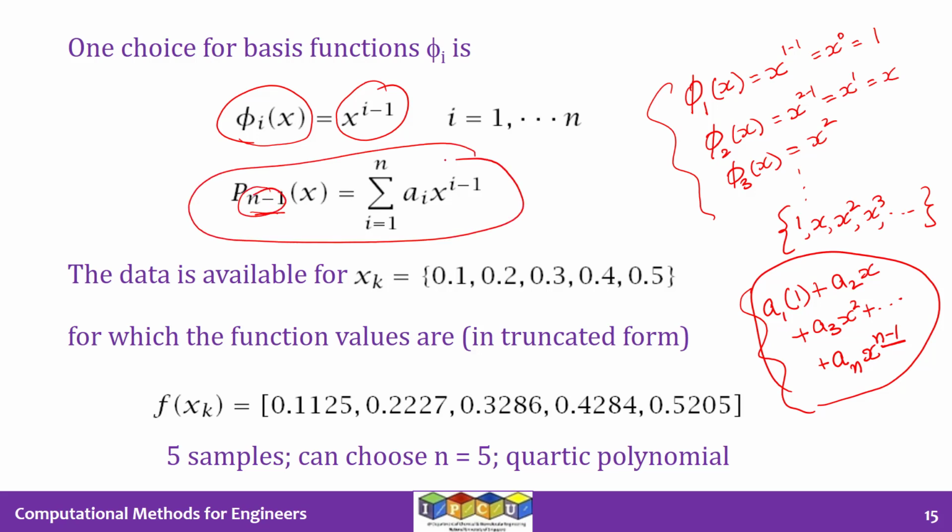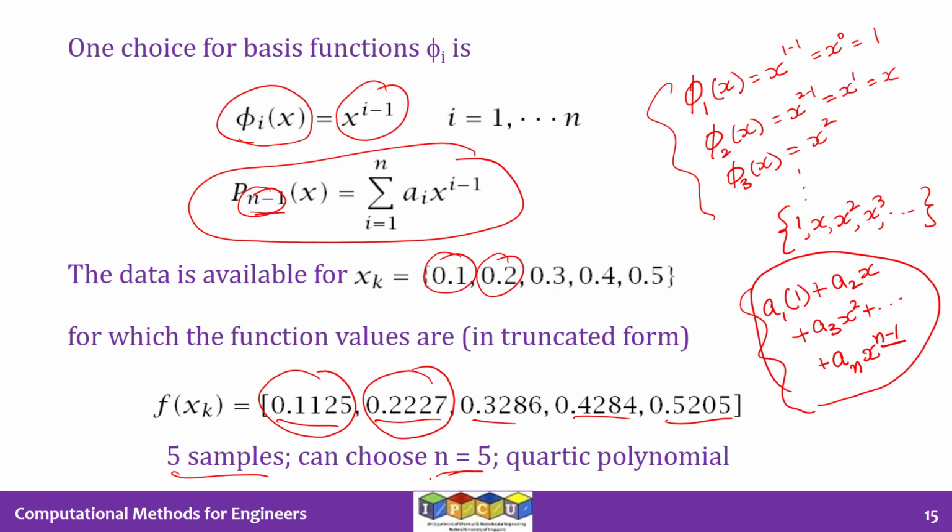Let's say for a particular system, data is available for these values of x. x is equal to 0.1, x is equal to 0.2, all the way till x is equal to 0.5. So there are 5 experimental values of x at which the y values are given to be this respectively. So when x is equal to 0.1, f is 0.1125. And when x is equal to 0.2, f of x is 0.2227. So we have 5 samples, and therefore I can choose n is equal to 5.